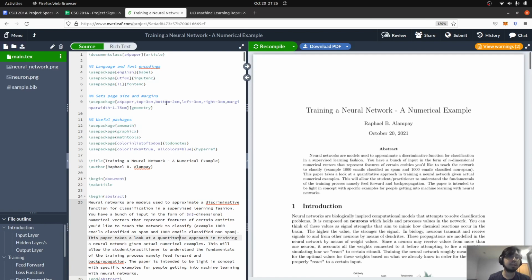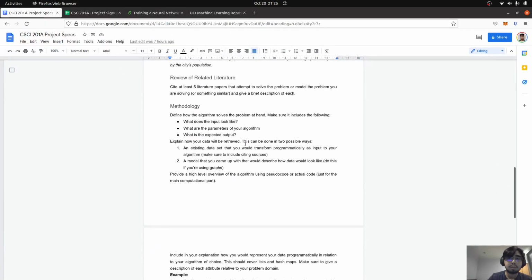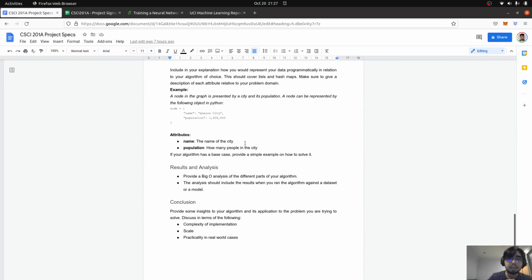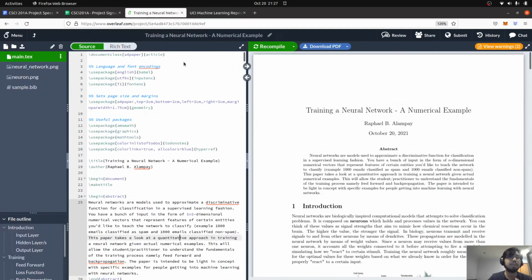So LaTeX is essentially a way to programmatically define your document, and very useful for creating equations. Oh, by the way, the equation or the pseudocode, I think I mentioned it here, but I failed to describe it. The pseudocode should be included in the methodology. Here, provide a high-level overview of the algorithm using pseudocode, or the actual code just for the main computational part. So if you're working with Python, then that could be inserted as well. Don't place your entire program inside the LaTeX document.